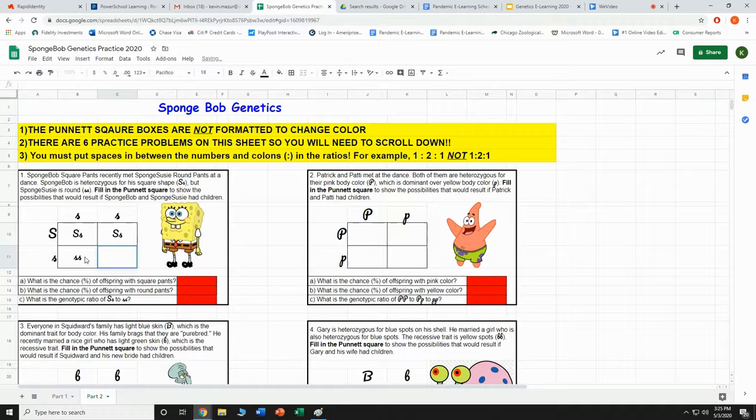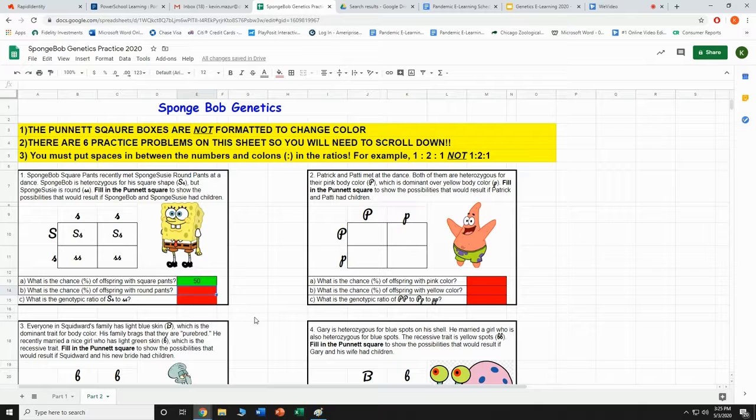And again, none of these are going to change because it's only the ones that are in red that are going to change if you get it right. So it says, what is the percent chance of an offspring with square pants? Remember, square is going to be anything with the capital S. So what's the percent? If you said 50%, you are right because two out of the four are showing this square shape, the dominant S. The big S. So if I write 50 in here and hit enter, it turns green. Yay, I got it right.